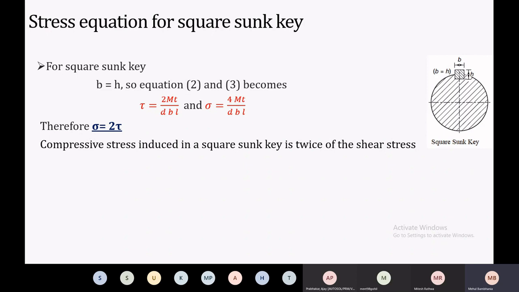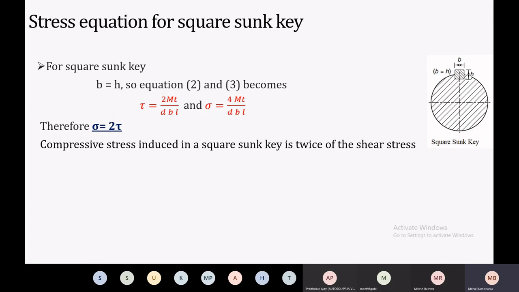Now these two equations ultimately give the total amount of force or stress generated within the key, whether it is rectangular or square, in the form of tau and sigma, that is, shear stress or compressive stress.